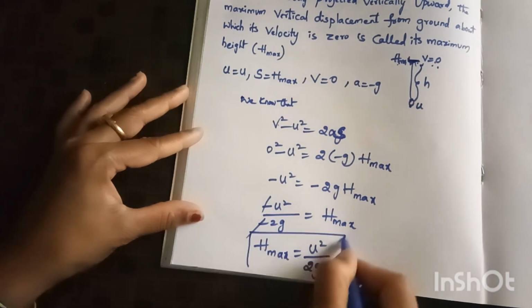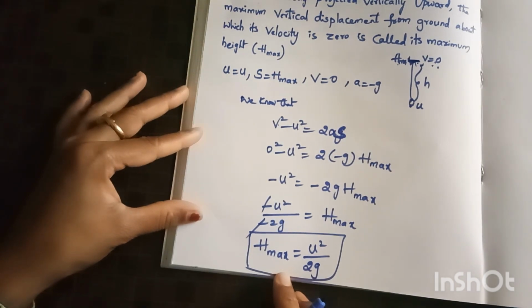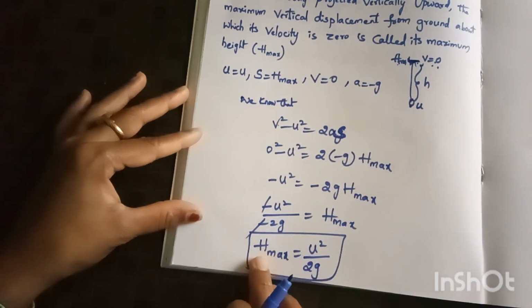U square by 2g. This is the expression to find the maximum height when an object is projected vertically upward. At this point, the final velocity becomes 0, and the maximum displacement from the ground is considered the maximum height.